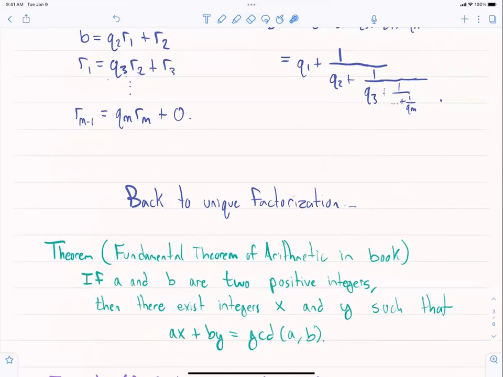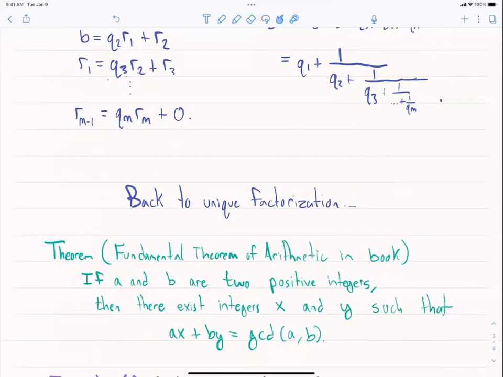And this says that if a and b are two positive integers, then there are two other integers, x and y, such that ax plus by is equal to the GCD of a and b. So this is saying that if you have two positive integers, then you can write their greatest common divisor as a linear combination of those two numbers, where the coefficients of your linear combination are integers.